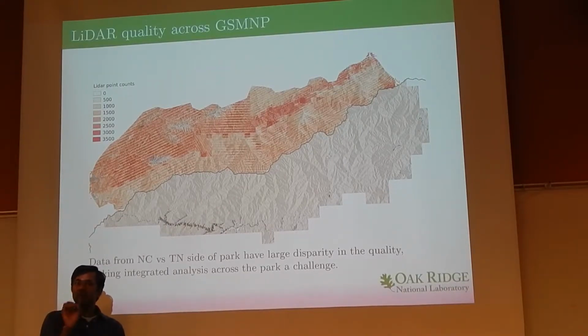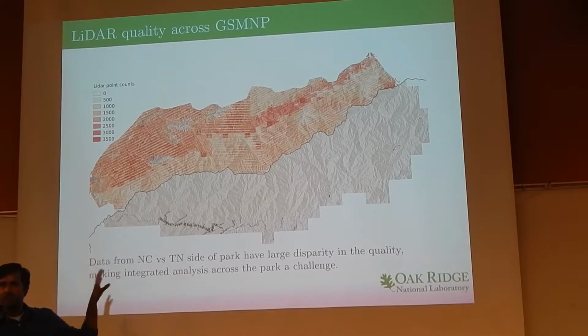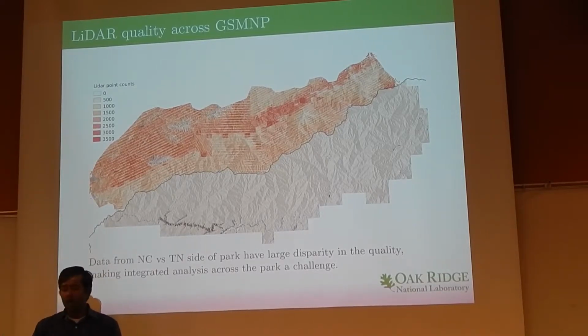So this is just the total number of LiDAR points that I'm looking at. I'm using a 30-meter pixel so that it matches the Landsat and all the other NLCD pixels at 30-meter resolution, and I'm calculating the number of point returns that I have in every given pixel. There's a huge difference between Tennessee and North Carolina just because they were collected at different times and used different technology. So the data quality was different.